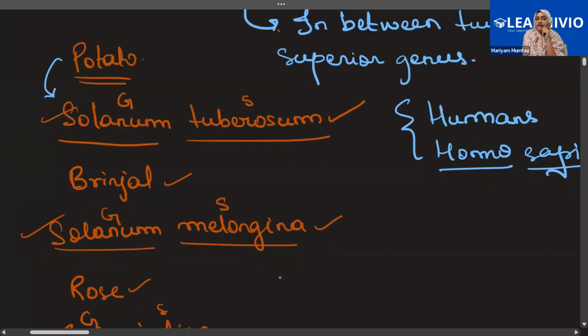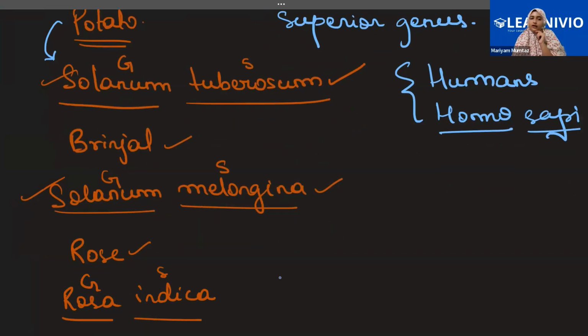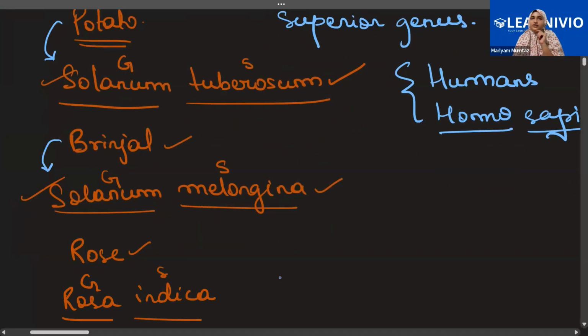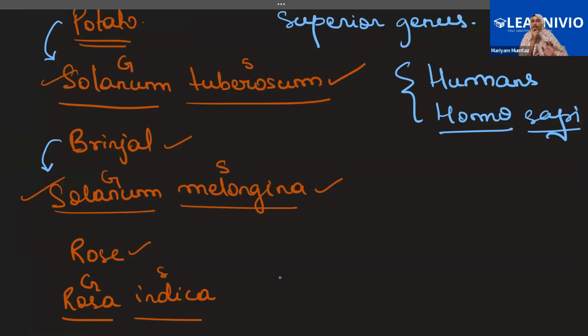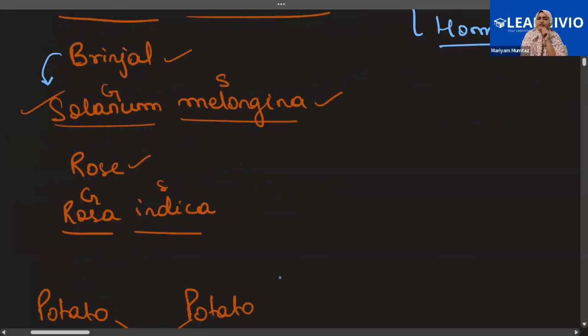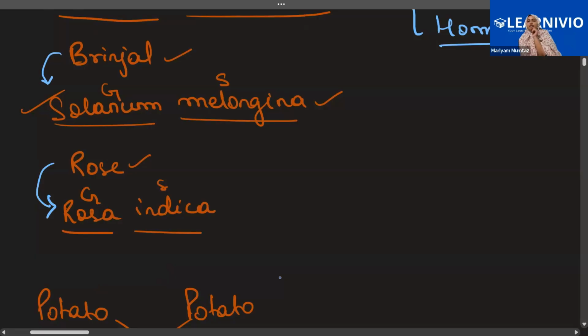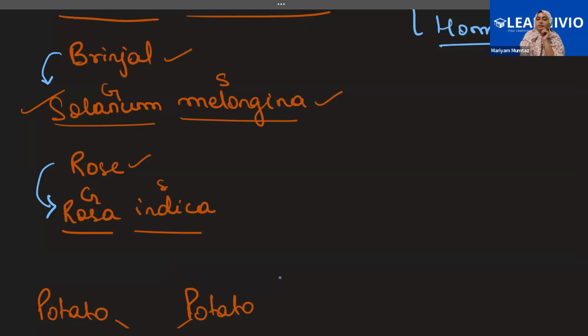In the same way, the scientific name of brinjal is Solanum melongena. Solanum melongena. And the scientific name of rose is Rosa indica. So just like that, all organisms have a scientific name which has a genus part and a species part.